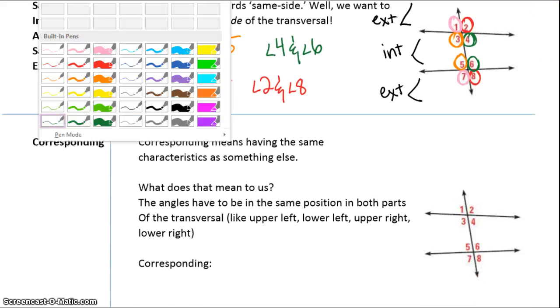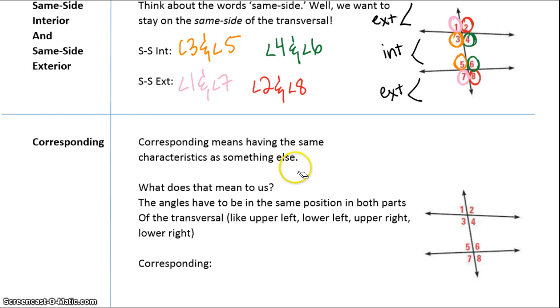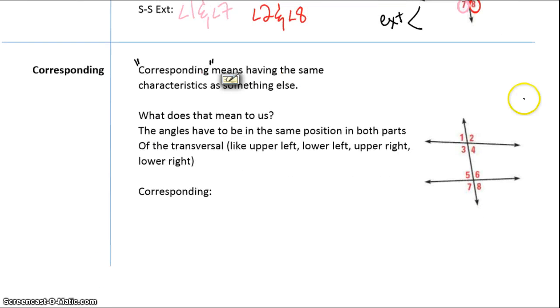The last kind of angle is a corresponding angle that we're going to talk about here. It means having the same characteristics as something else. That's what the word corresponding means. So what does that mean to us? Well, it means that the angles have to be in the same position, like your upper left, or your lower left, or your upper right, or your lower right. Okay, so looking at this picture, this one's a little tough for people. Like, look at this and look at this.